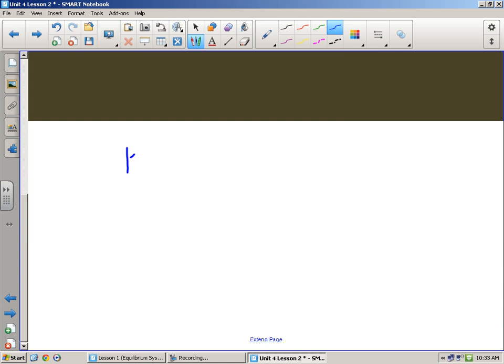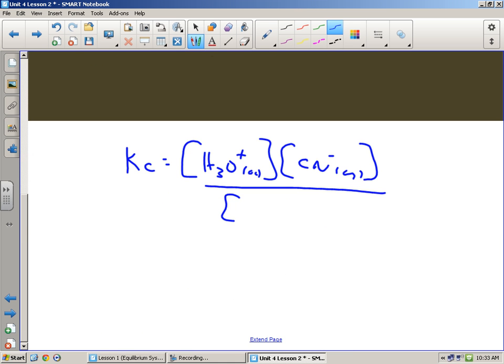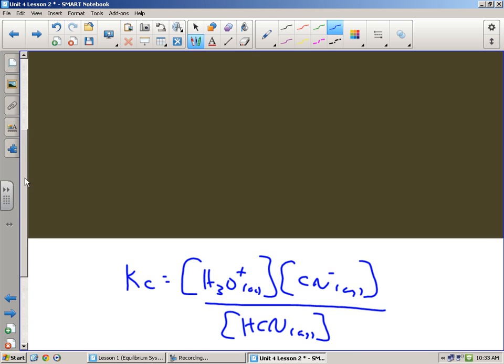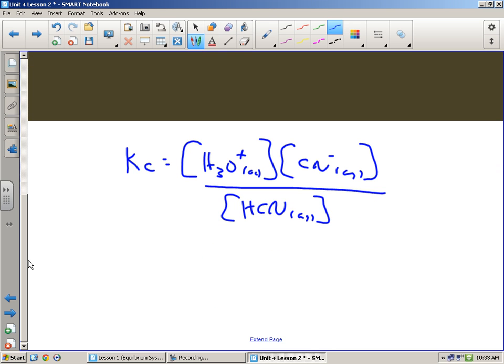So in this case here, Kc, of course, is the H3O+ aqueous and CN- aqueous, all over HCN aqueous. And I don't think we need any coefficients with that, no. So water is a liquid, we're not going to include that in this case here. And remember, it's always the products over the reactants. So that's what we would use for that one there.